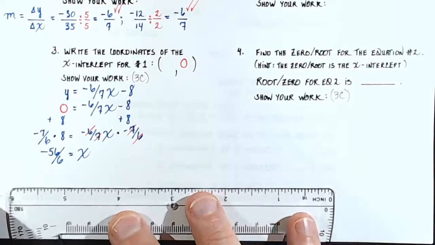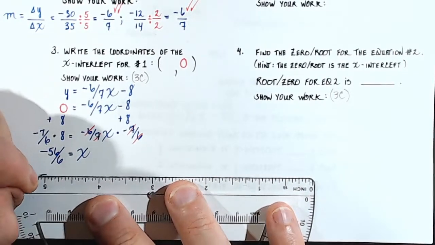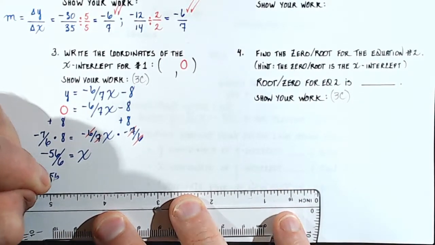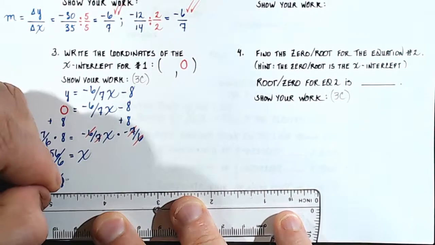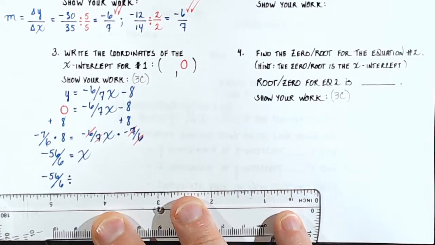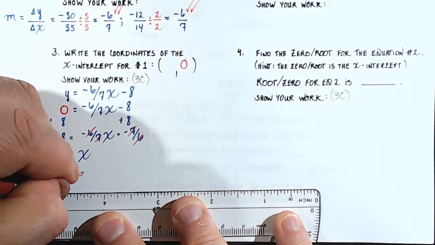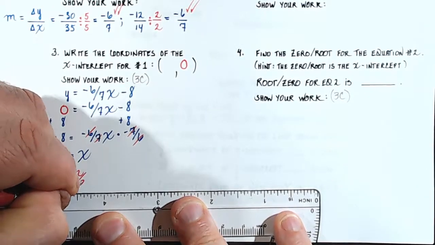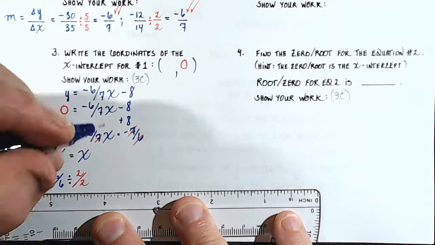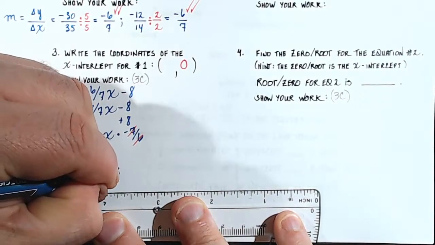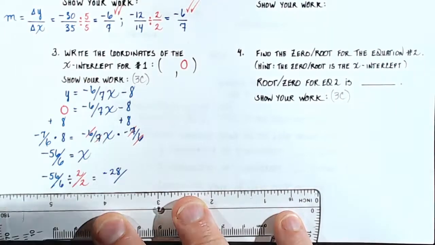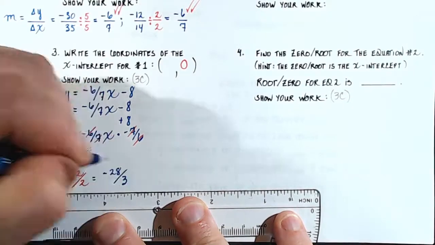Okay, so we'll reduce negative 56 over 6. Negative 56 over 6 has a GCF of 2. So we will divide both the top and the bottom by the GCF of 2 over 2. So negative 56 divided by 2 equals negative 28, over 6 divided by 2 is 3.